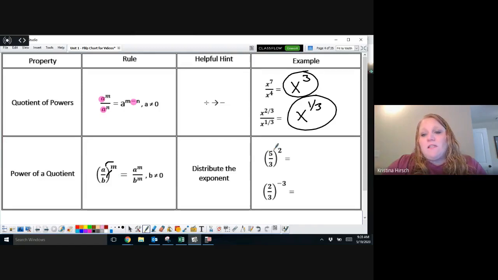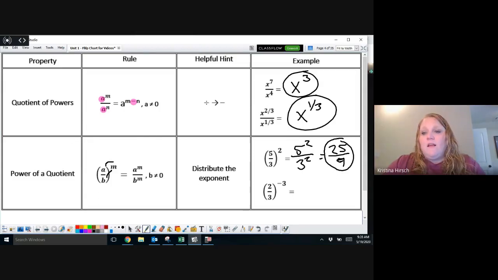So if we look at this first example, we would have 5 squared over 3 squared. And if you can do the math, go ahead and do it. So 5 squared is 25, 3 squared is 9. And if you could simplify, you'd simplify, but this one cannot simplify.